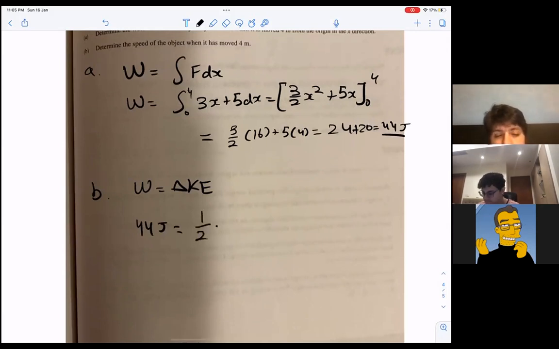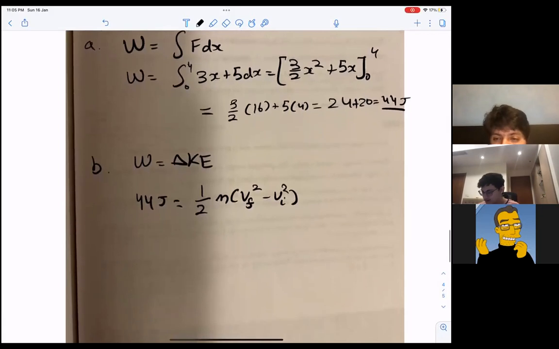1/2 m v final minus v initial. V final minus v initial. Just one thing is missing from that. Squared. So it's actually not the whole squared. It's actually v final squared minus v initial squared. Ooh. So that's a common misconception.